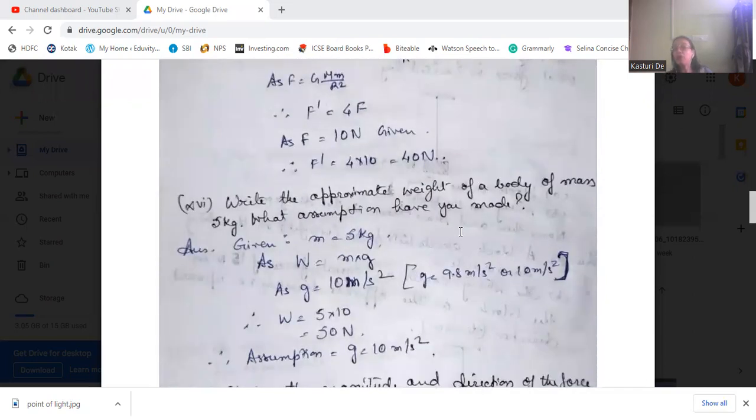Now write the approximate weight of a body of mass 5 kg. What assumption have you made?